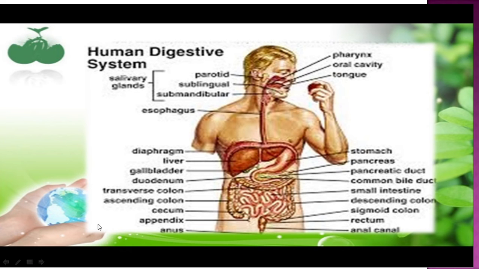This one is a common part, but for some standards: stomach, pancreas, small intestine, large intestine, rectum, anal canal, anus, ascending colon, transverse colon, liver, diaphragm, but not this one, esophagus, and tongue.